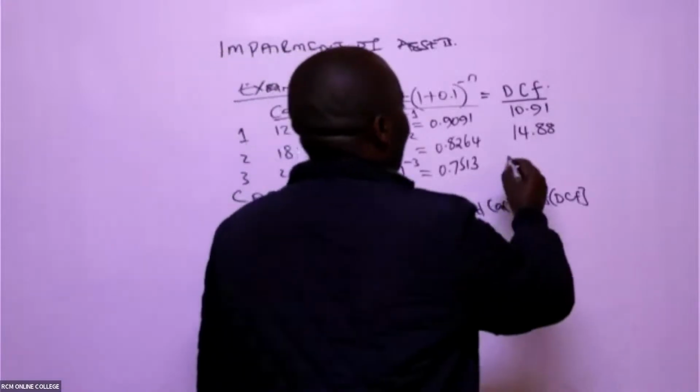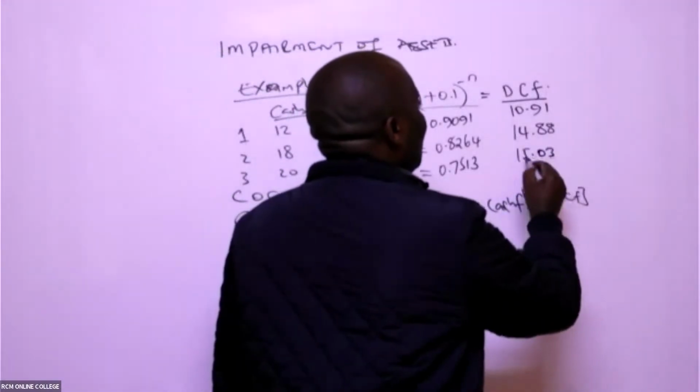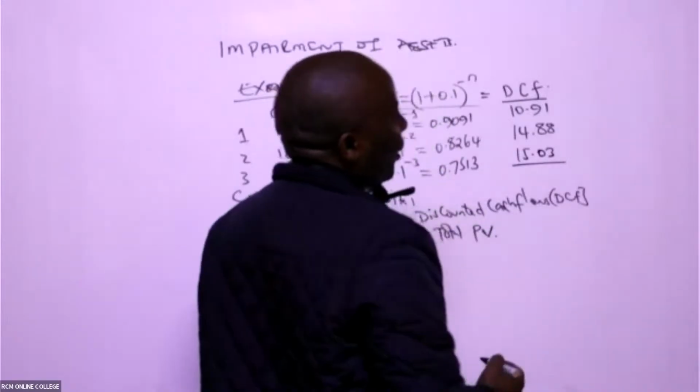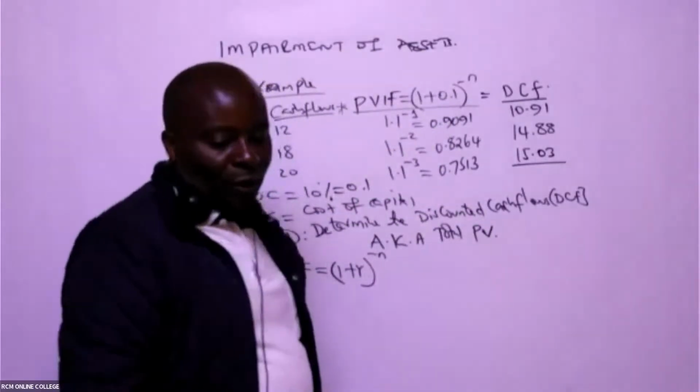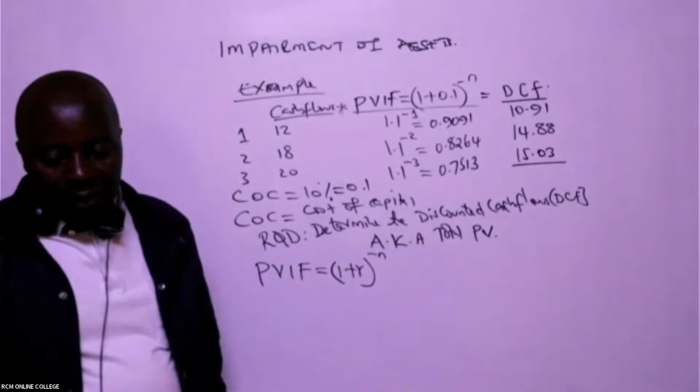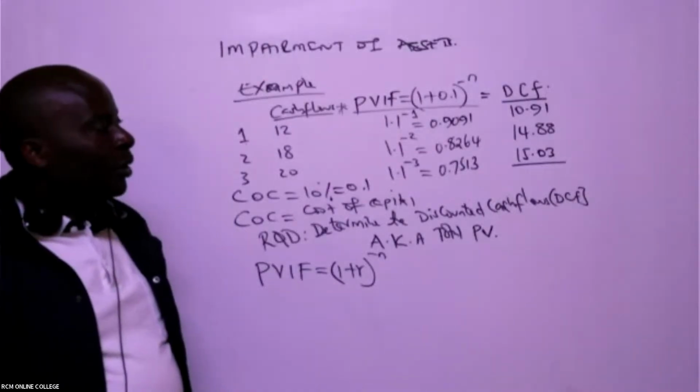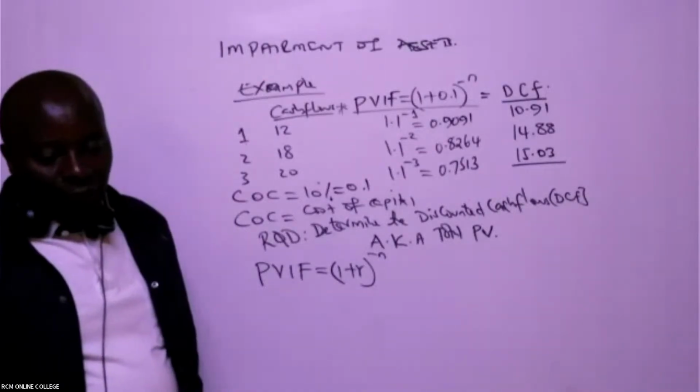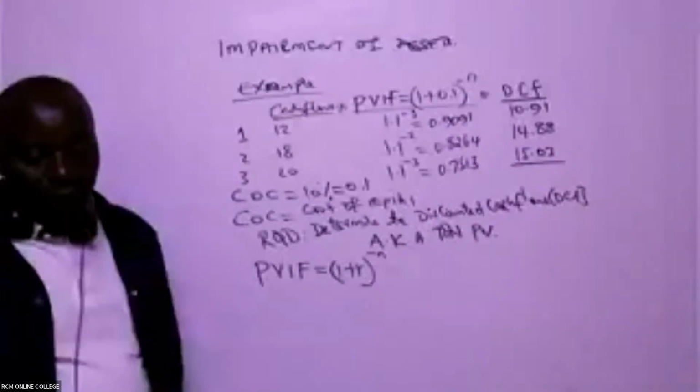$15.03, and then there is somebody who is giving me the total discounted cash flow, and you add the 3. $40.81.